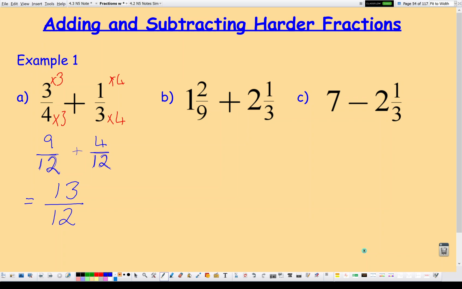I should have made it more clear that you always should leave your final answer as a mixed fraction in its simplest form. So right now this is an improper fraction, top heavy. We're always going to change it to a mixed fraction in its simplest form. So how many times is 12 going to 13? Well, that's going to be once. That would be 12 twelfths. How much is left over? 1/12. So it's 1 1/12.